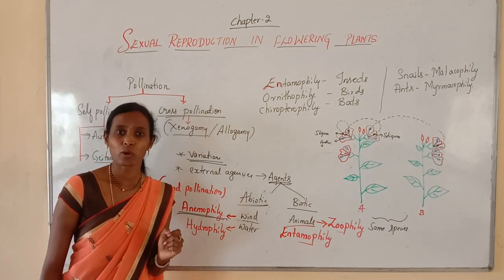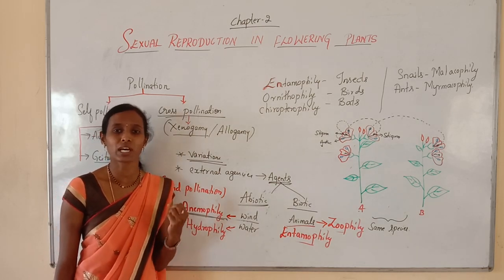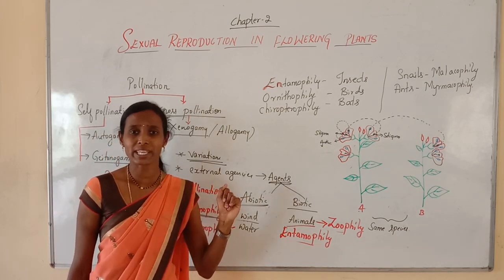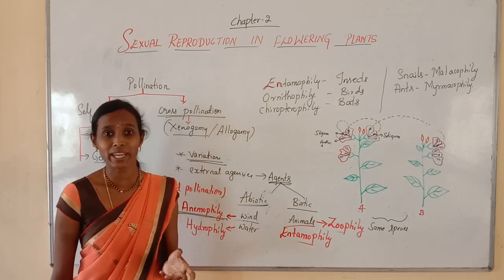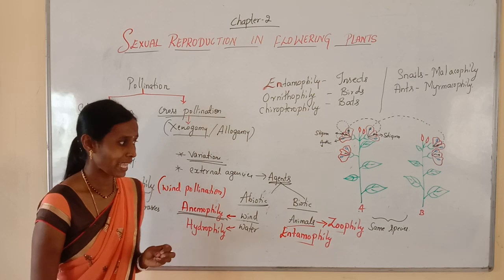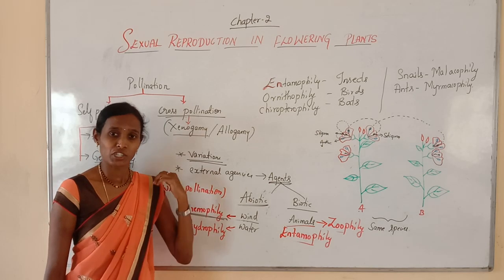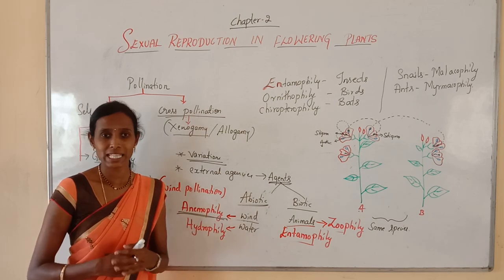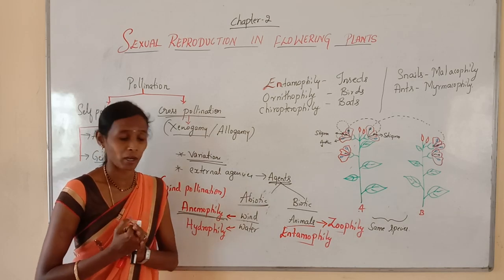The characteristic feature of pollen grains is also very important, because the pollens produced in these anemophilous flowers are usually small, lightweight, dry or non-sticky, and powdery in nature. I repeat, the pollen grains are small, light in weight, dry or non-sticky, and powdery. And what about the stigma? The stigma is large, usually feathery and sticky. Why is it sticky? It has to catch the pollen grains from the wind.